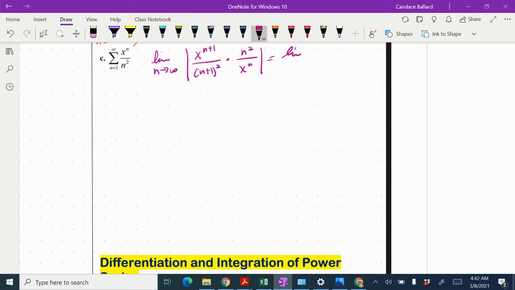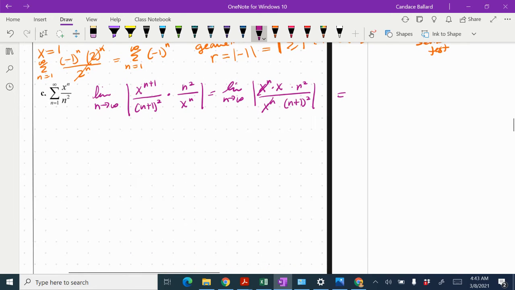And I'm going to go ahead and rearrange a little bit and then take some things apart. So I know I can take the x to the n plus 1 apart as x to the n times x times n squared over, I'm going to move this other x to the n up front, and then n plus 1 squared to the back. I know my x to the n's cancel. And then we have the limit as n approaches infinity of x times n squared over n plus 1 squared.